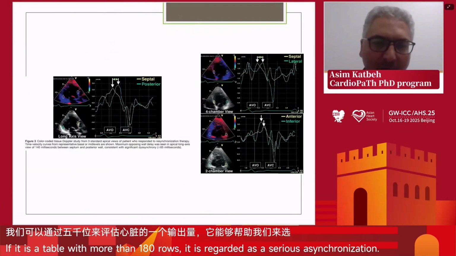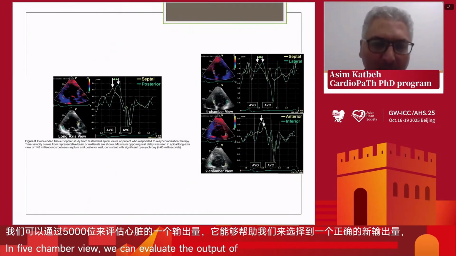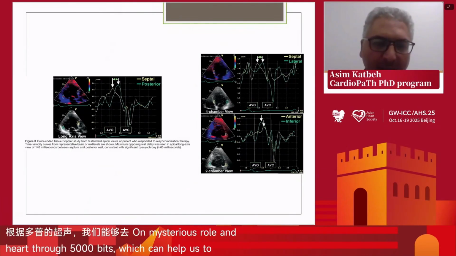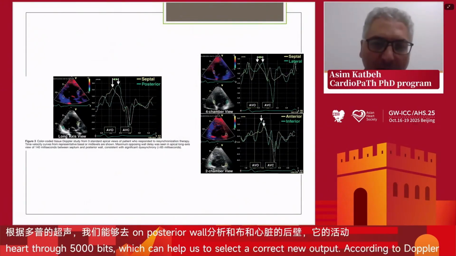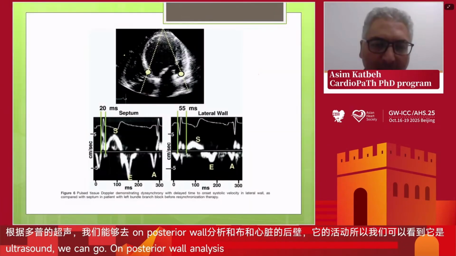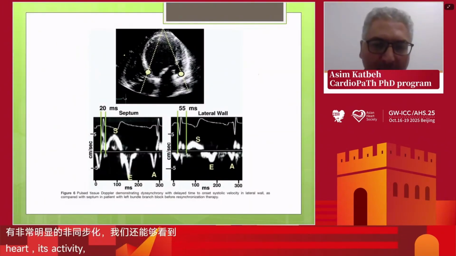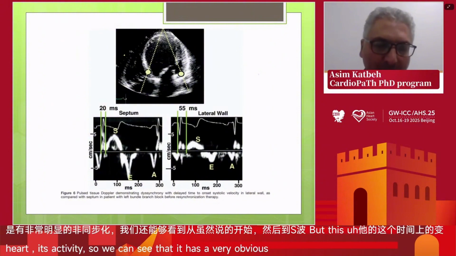Based on tissue Doppler, we can study the difference in time between the septum and the posterior wall, and if it is more than 50 milliseconds, it's consistent with significant dyssynchrony. And also, we measure the difference in time from the beginning of QRS to the S wave prime in the septal wall and as well in the lateral wall. But this method is subjective and it's not relevant to use in clinical routine practice.